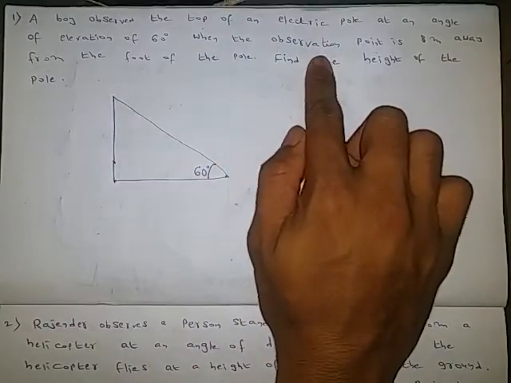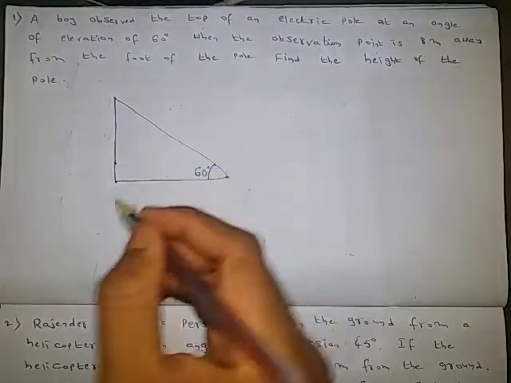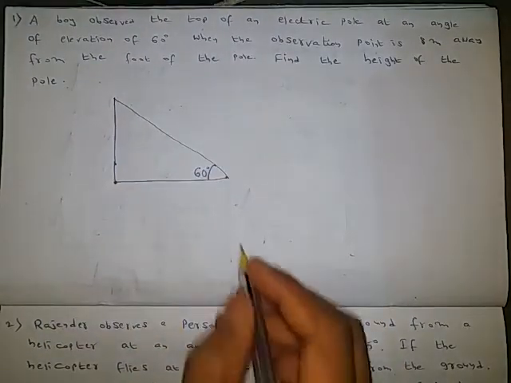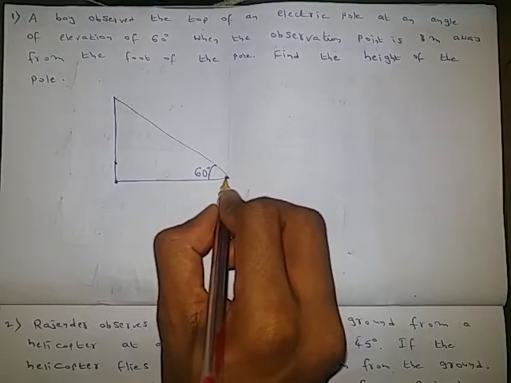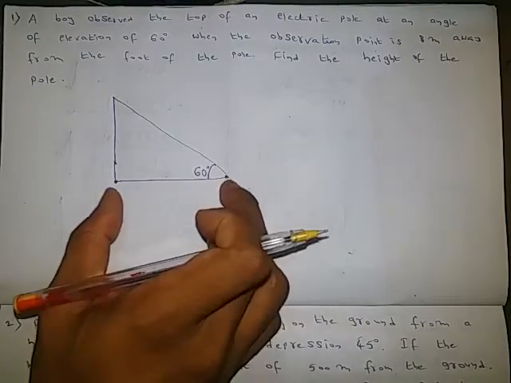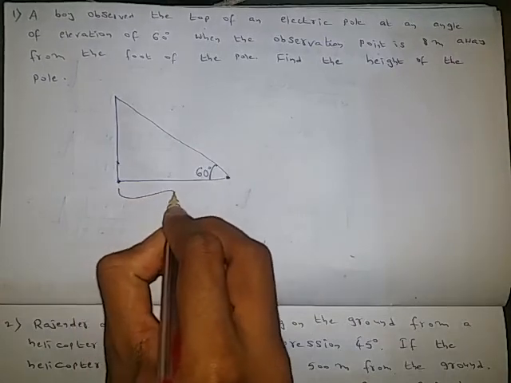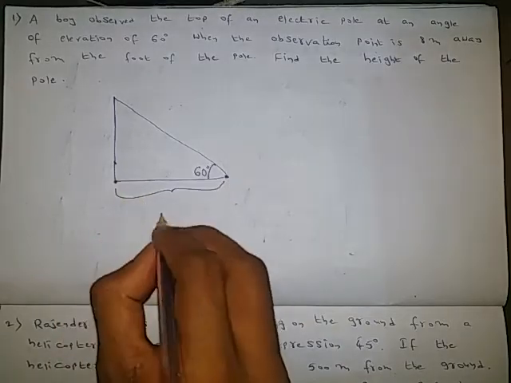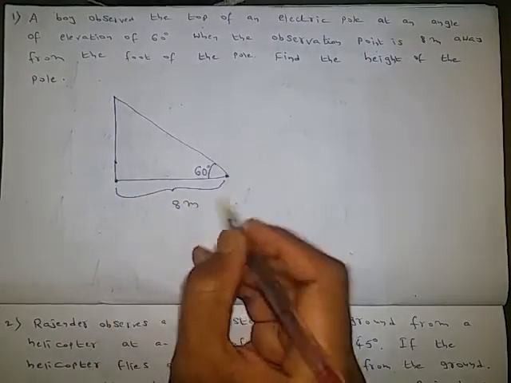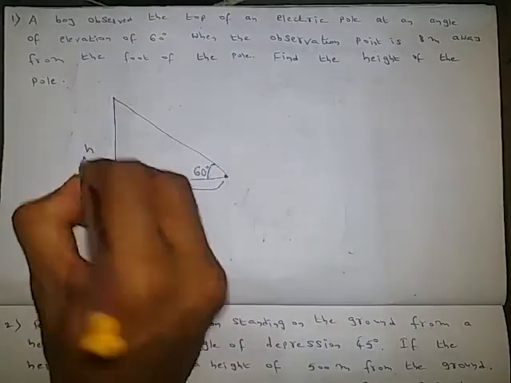When the observation point is 8 meters away from the foot of the pole. This is the pole, so this will become the foot of the pole, and the boy is observing from here, so this will become the observation point. So the observation point is 8 meters away from the foot of the pole. So it means the distance between the boy, otherwise the distance between the observation point and the pole, is 8 meters. Then find the height of the pole. This height of the pole he is asking.